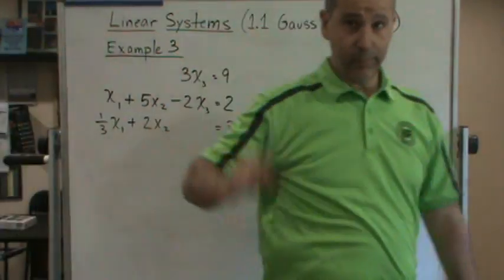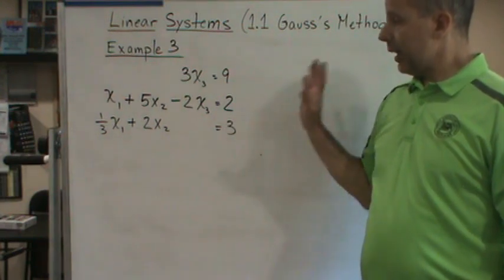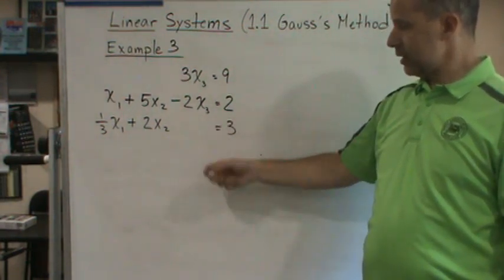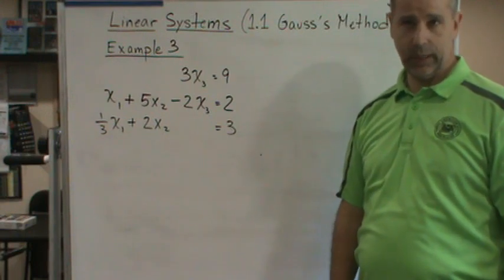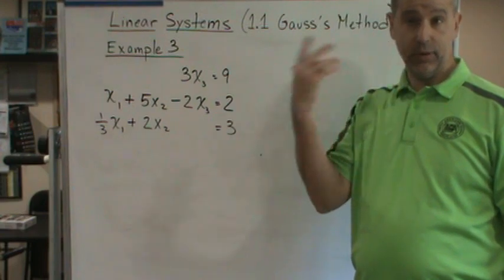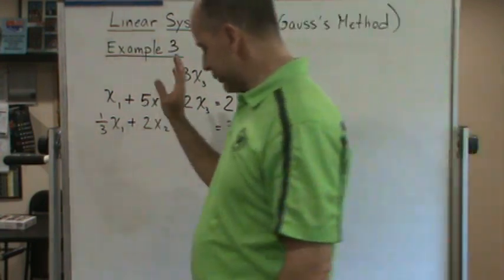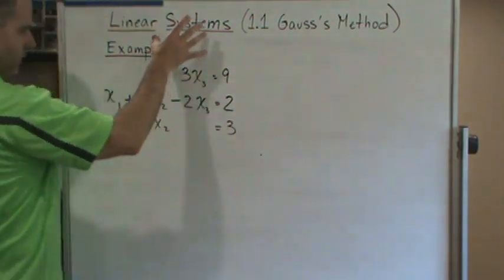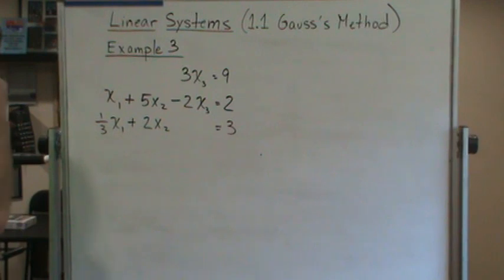Okay, welcome back. Now what we're going to do is show you how to transform this system of equations into something that we can easily solve. This is what we will call Gauss's method or Gaussian elimination. So we have the system of equations. I set this up where the variables are all in nice, neat rows. You'll see why later on.